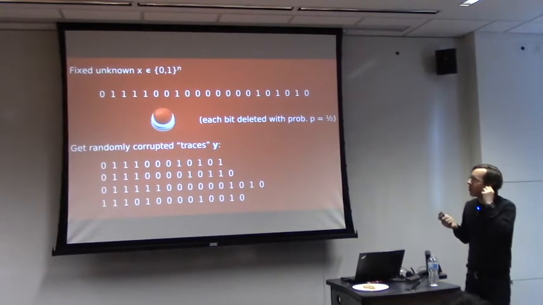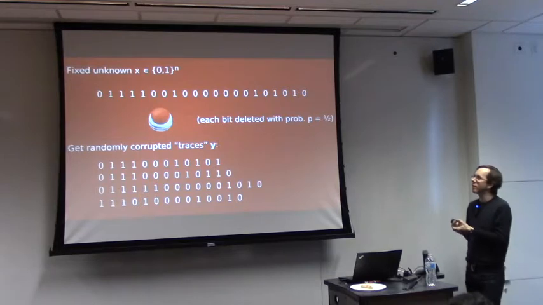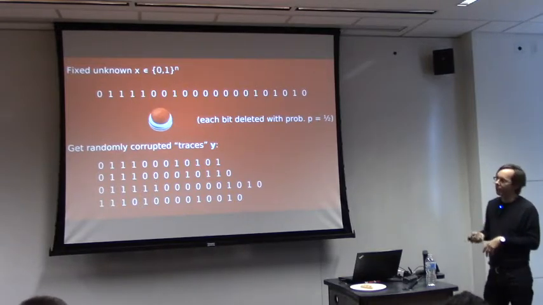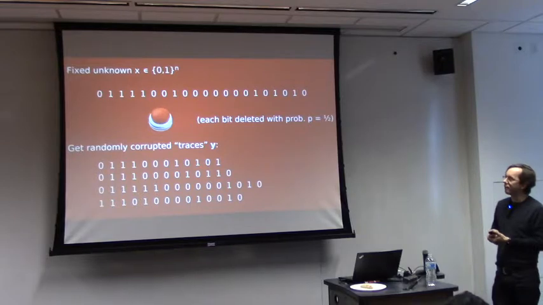Okay, so I'll remind you what trace reconstruction is. It's this. There's some fixed unknown string x. You hit the button. Each bit is deleted with some probability like a half. That gives you these traces, and you want to keep hitting the button, getting a bunch of traces, and finally guess what x is.